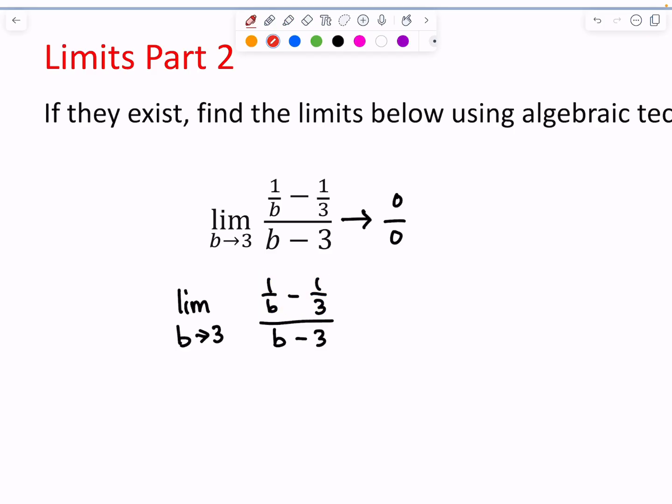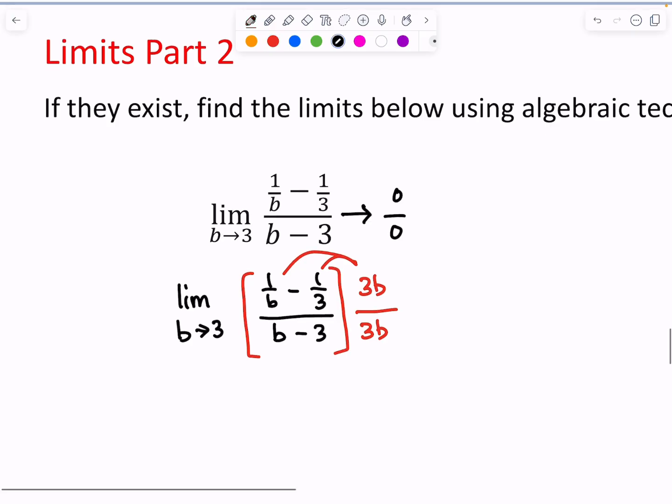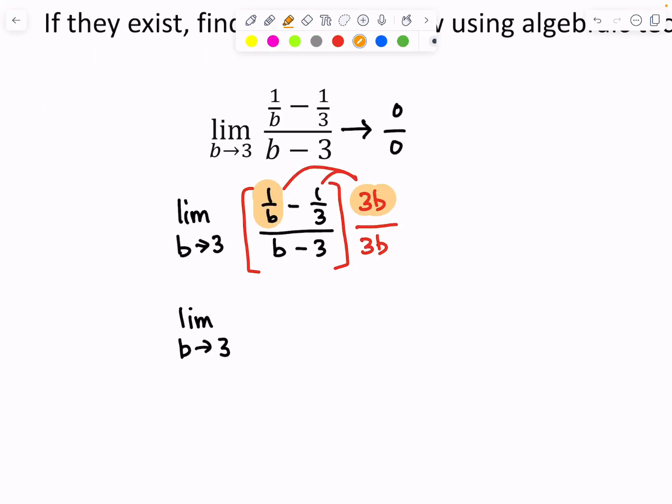If you multiply the overall fraction by this LCD over itself, and then in particular distribute across the numerator, observe what happens. 3b times 1 over b simply becomes 3. 3b times a third becomes b. The denominator I will leave factored. So I have (b minus 3) times 3b.